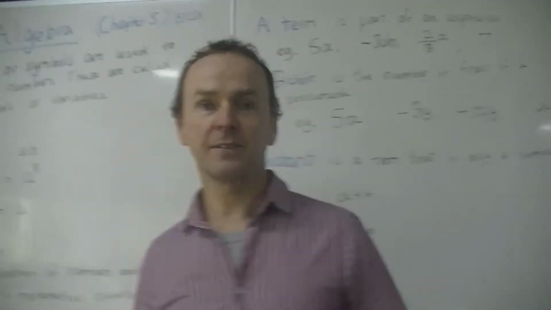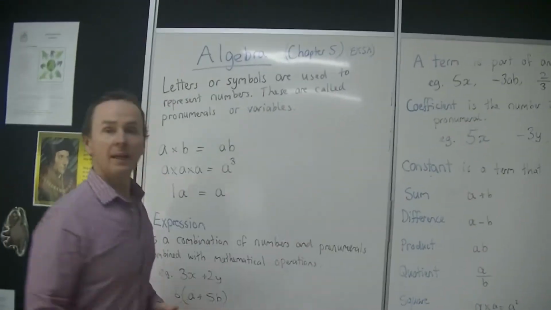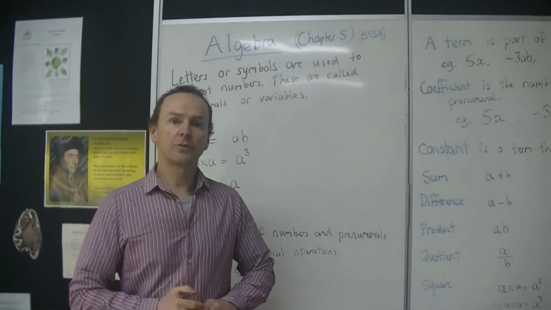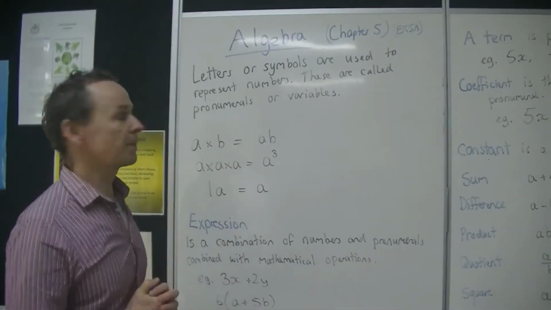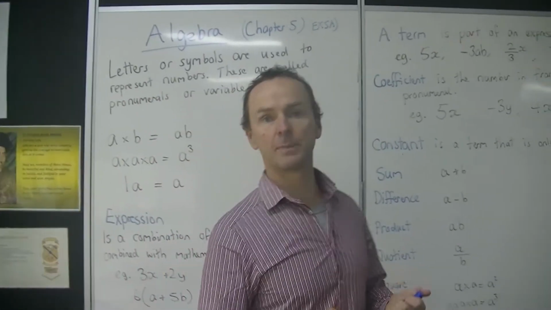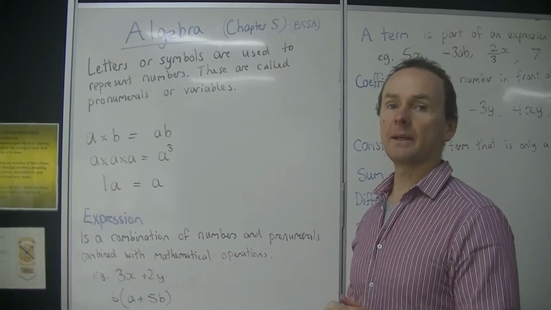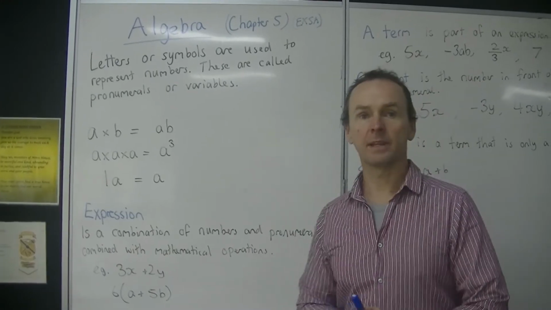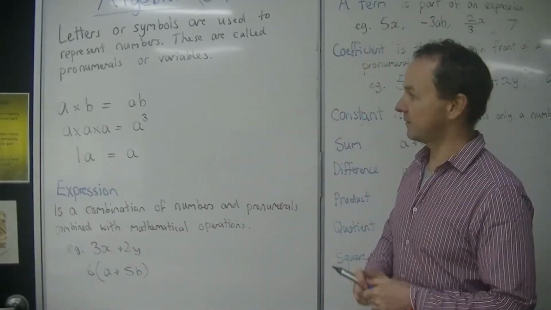Alrighty, let's get started. You would have done this in year 7 a little bit. So the first thing, algebra. Algebra is when we use letters to represent numbers. So letters or symbols are used to represent numbers, and we call them variables or pronumerals. So either of those two words mean it's just a letter that represents a number. So pronumerals or variables.